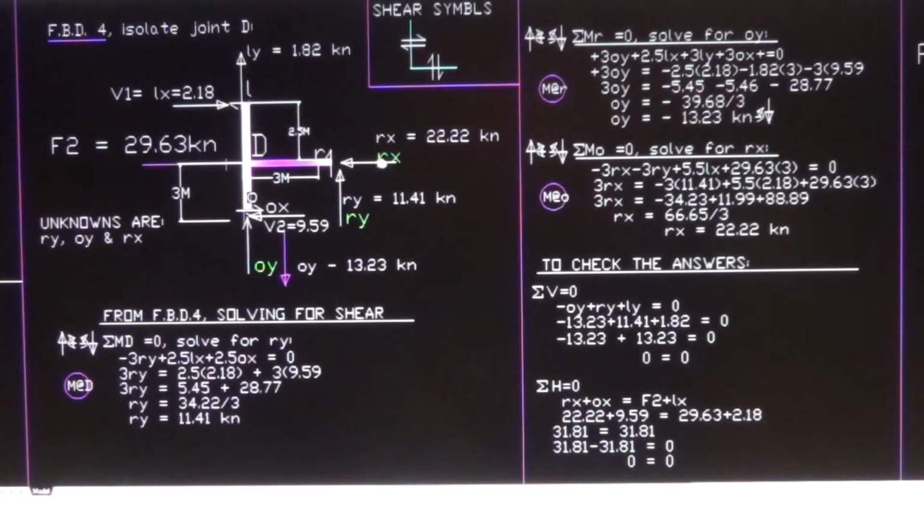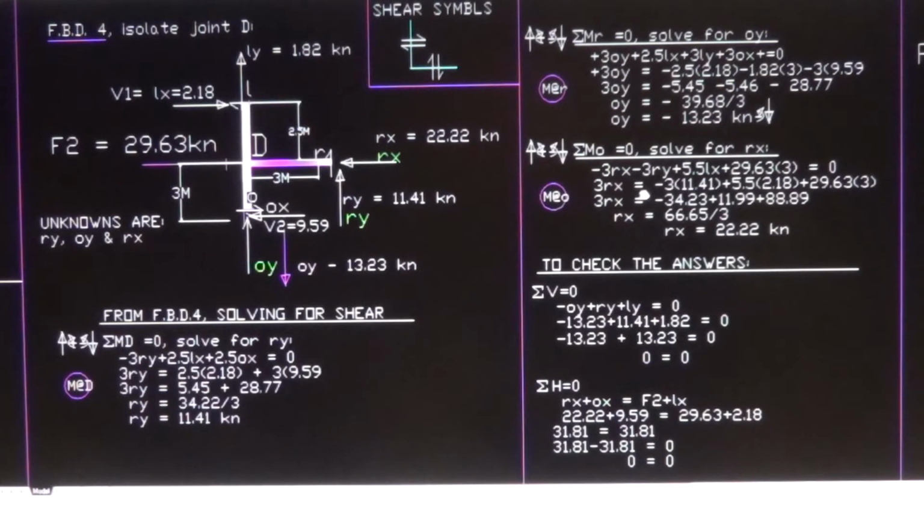The RX will rotate counterclockwise, so it has minus RX, and the RY also will rotate counterclockwise when you take moment at O. Two of them are counterclockwise, and the LX will rotate in a clockwise rotation right here, so it becomes positive. And the wind load also will rotate clockwise. So we have all this in the equation: minus RX minus 3RY plus 5.5 LX plus 29.63 times 3 is equal to 0.